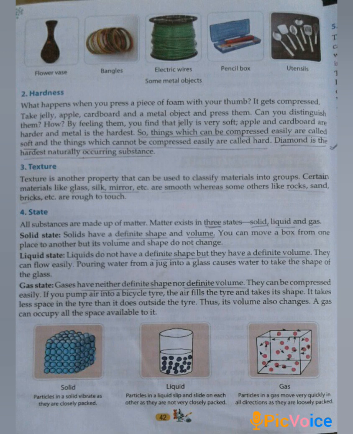Texture is another property that can be used to classify materials into groups. Certain materials like glass, silk, mirror, etc. are smooth, whereas some others like rocks, sand, bricks, etc. are rough to touch.